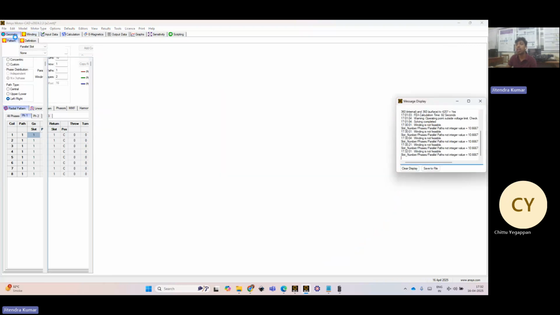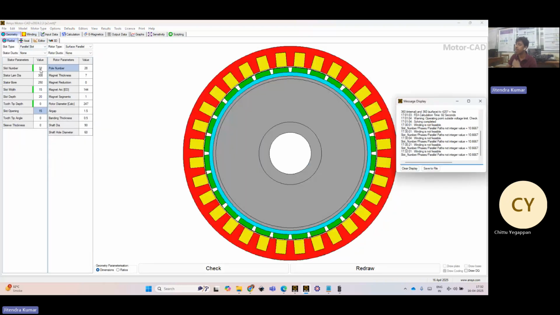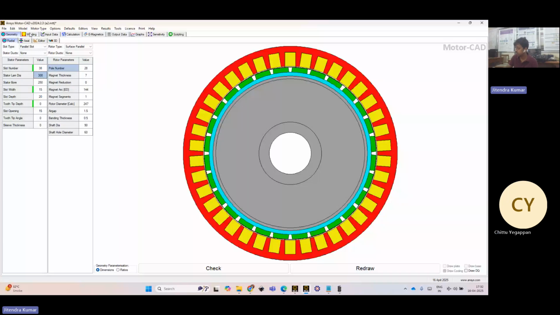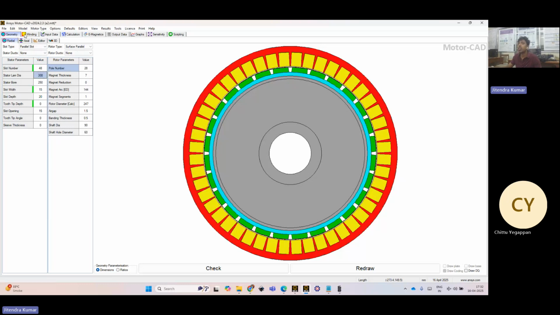So let's take an example of another one. What slot-pole combination do you recommend that would be fractional without an irrational number? 48, sir. 48 is also one of the options. 48 will be an integer only. If we plug in 48, then it is feasible.